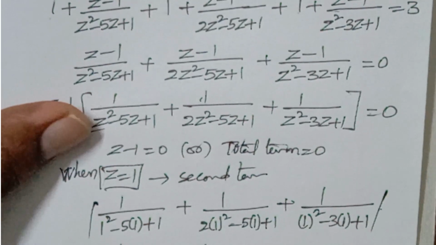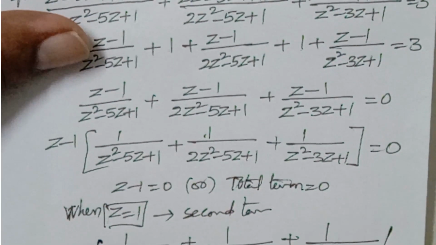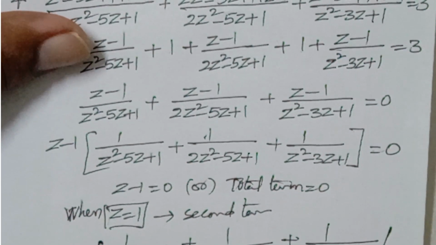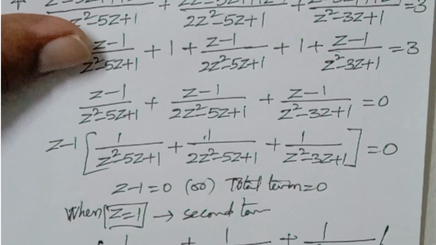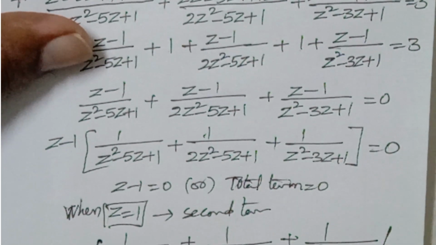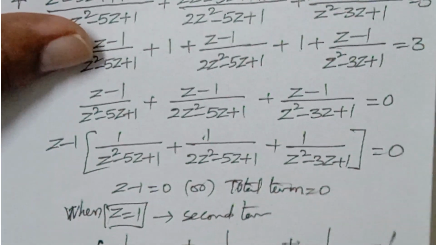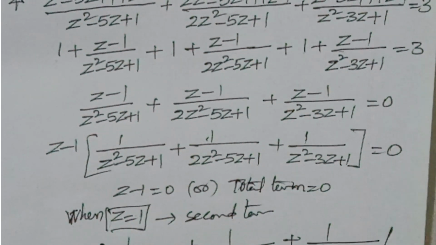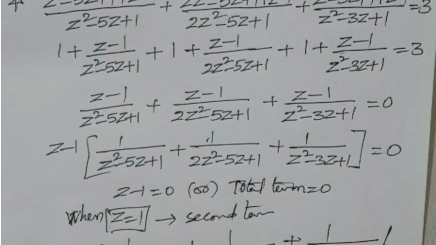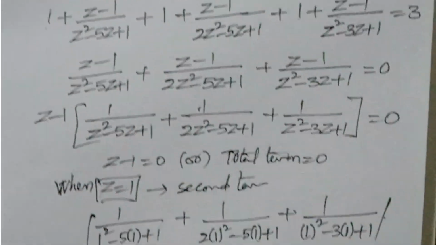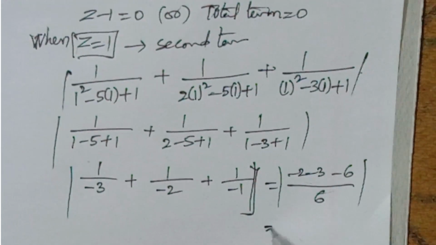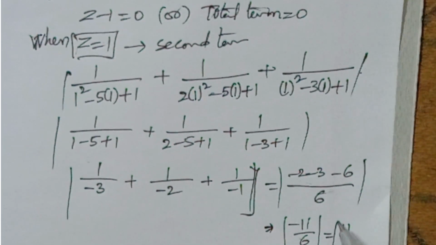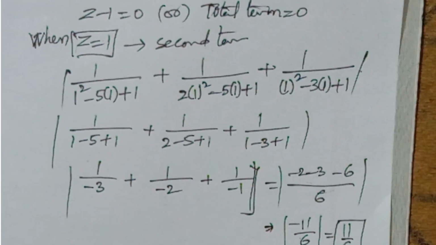So 1/(−3), 1/(−2), 1/(−1). Mod is given. If you take LCM 6, then −2 − 3 − 6. So here you'll get −11/6. So what is the required answer is 11/6.